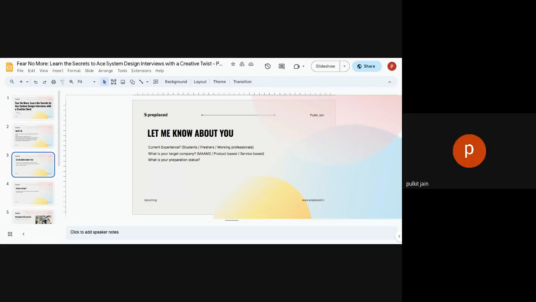Mihir, I do not have Flutter specific experience, so I might not be able to add value there. Since you are inclined only towards Flutter developer roles, maybe you can search for a different mentor whose experience is around Flutter. Okay, no issues. Thank you.